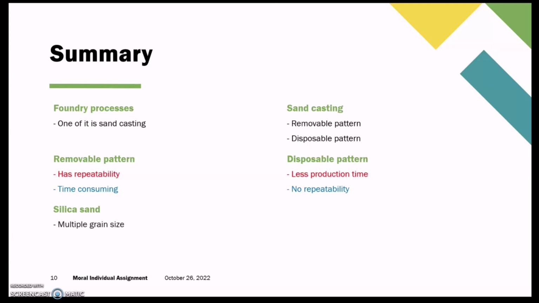Last but not least, the silica sand. Why do we use silica sand? It's because it has multiple grain size and because of its refractoriness.